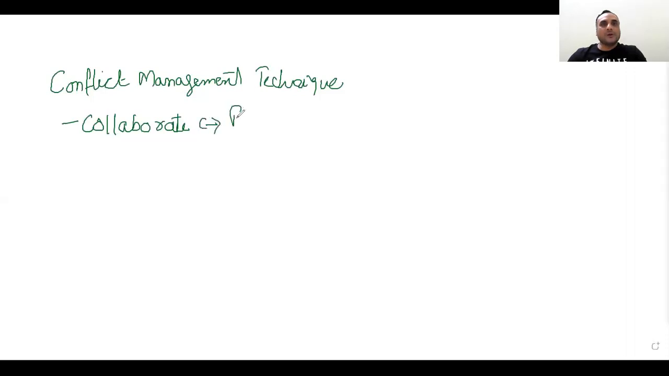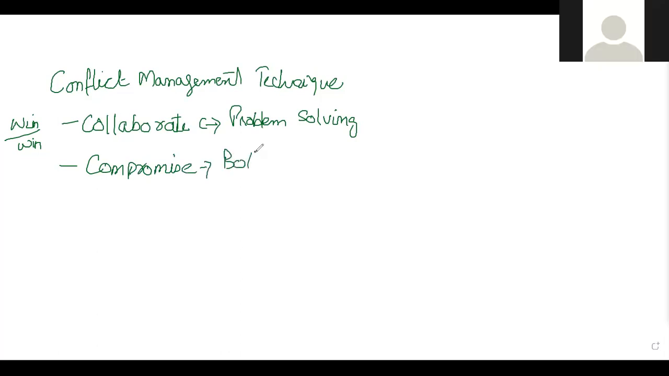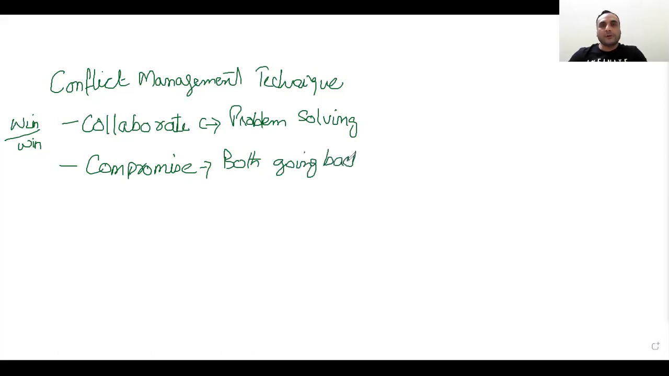Collaborate means problem solving. Solve the problem. If you have any conflict, solve it. This is called a win-win strategy. Both parties will win. Another one was compromise. What was compromise? Both going back from their point. So both parties are losing.